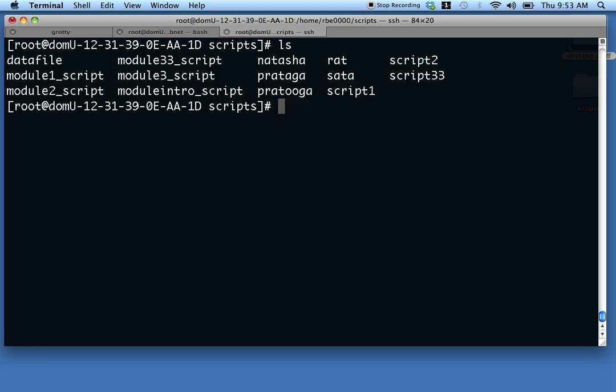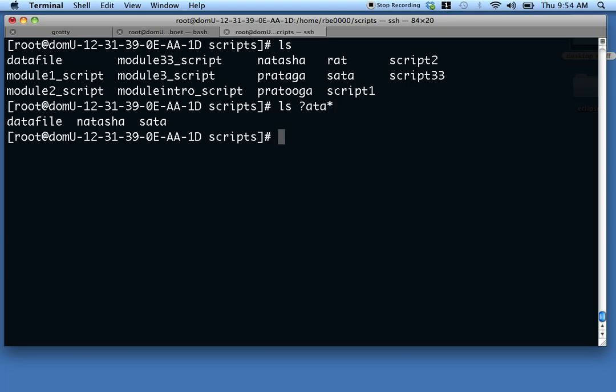The exercise said look for any files that have ATA as the second, third, and fourth characters. So I've created some files that have AT in them and ATA. If we want to look for files that have ATA as the second, third, and fourth character, we need to tell it, I don't care what the first character is, but it can only be a single character. I want ATA, and then I don't care what's after that. So that took care of that right there.